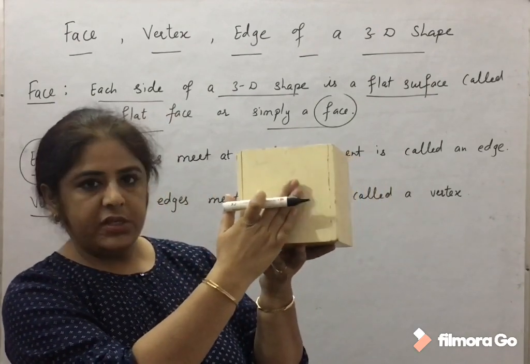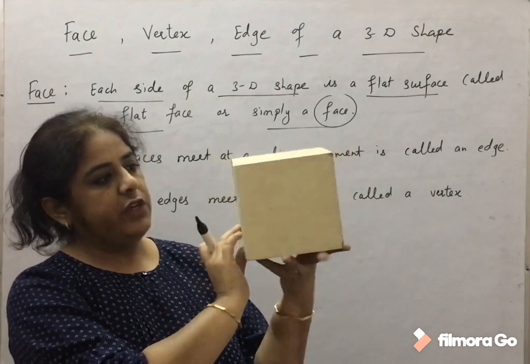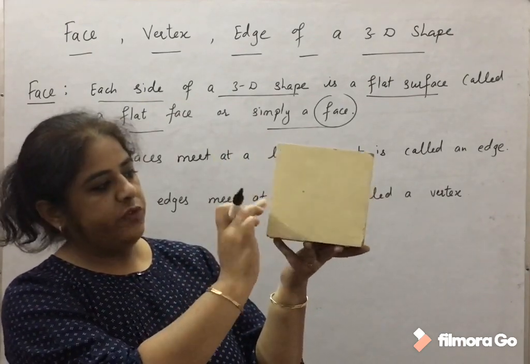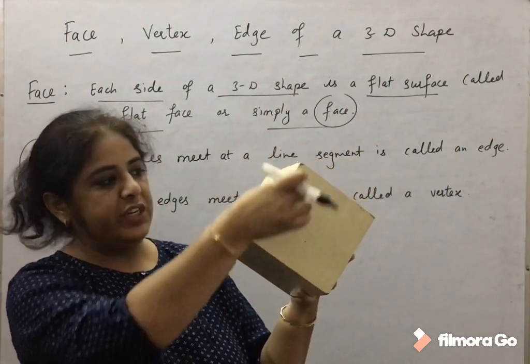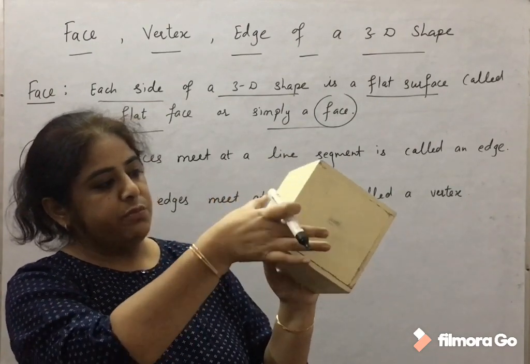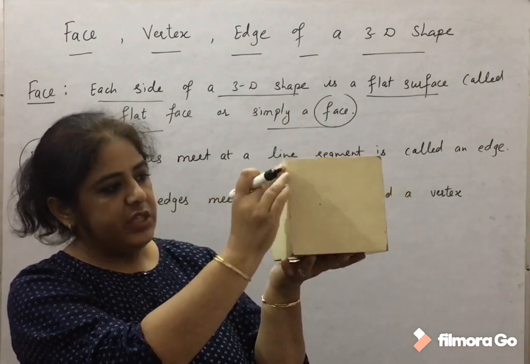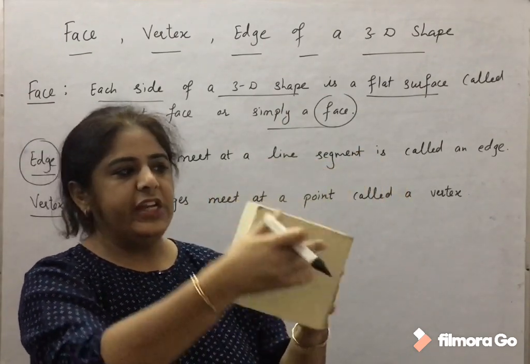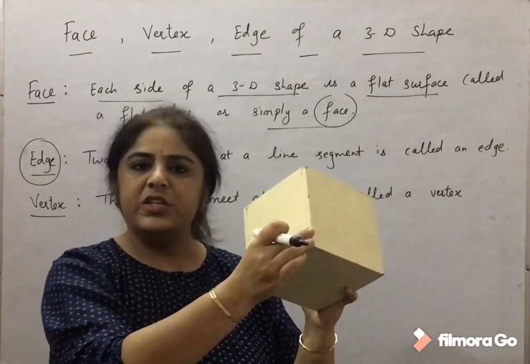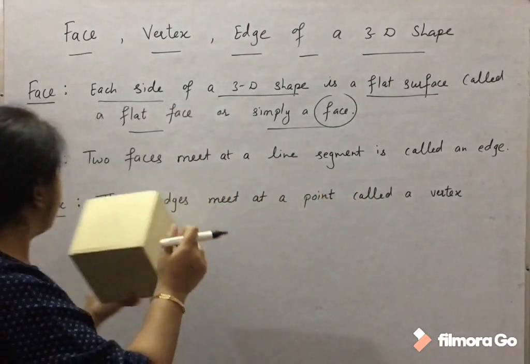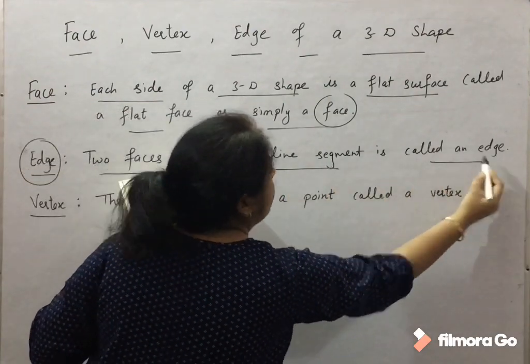See, this is a face, and this is a face. These two faces meet at this line. This line is made by the joining of these two faces. So we observe that these lines are the joining of any two faces of the cube. This line segment is called the edge. So what is an edge? Where two faces meet at a line segment is called the edge.